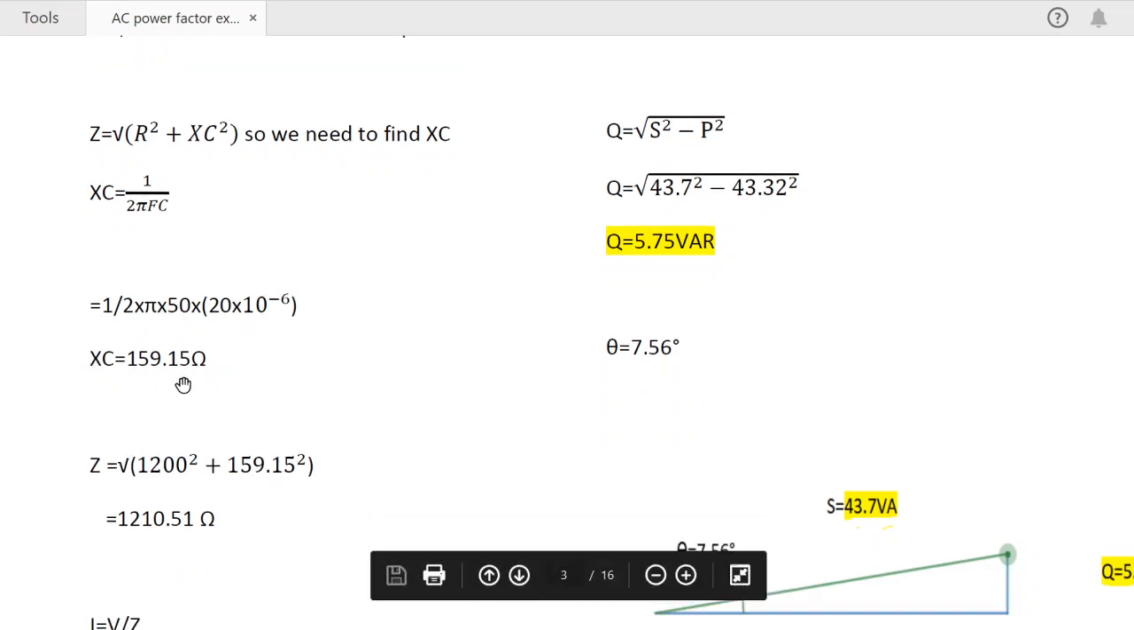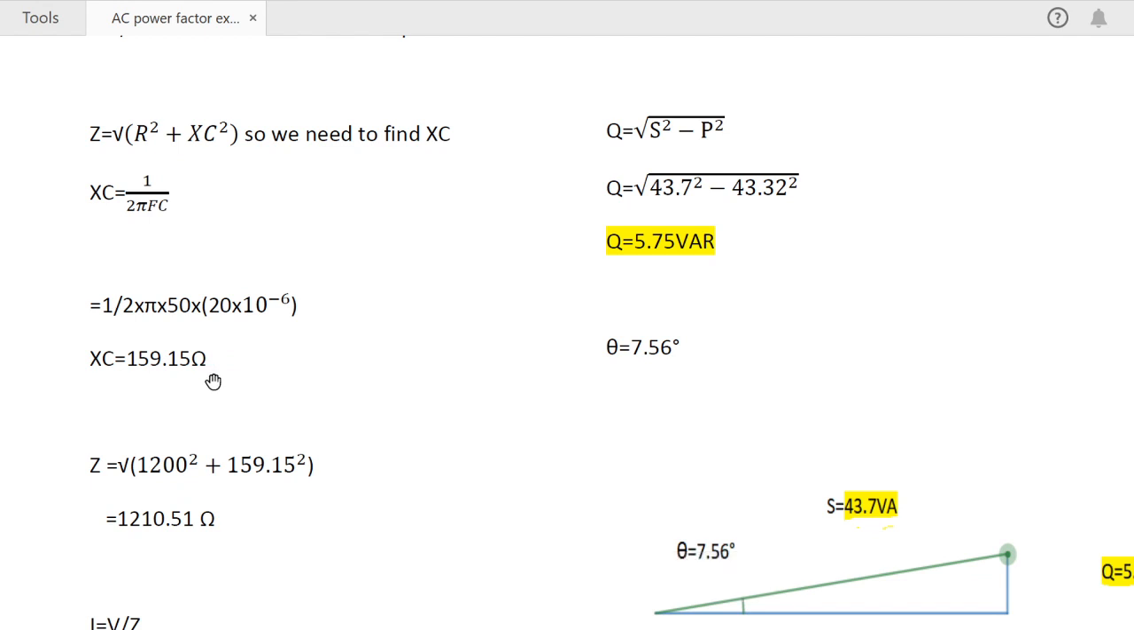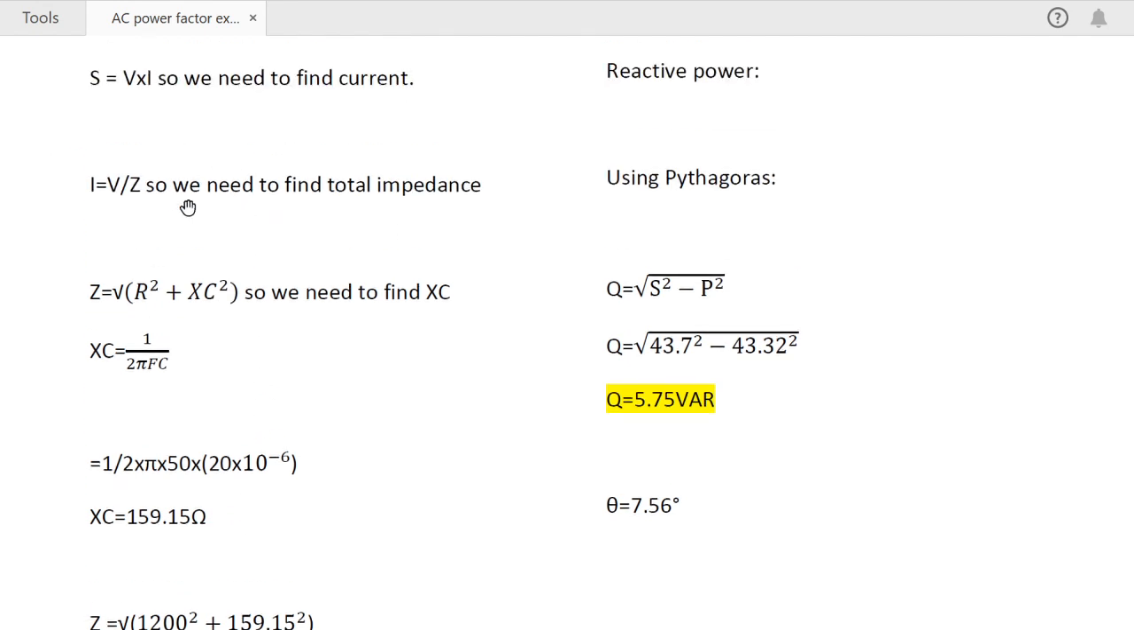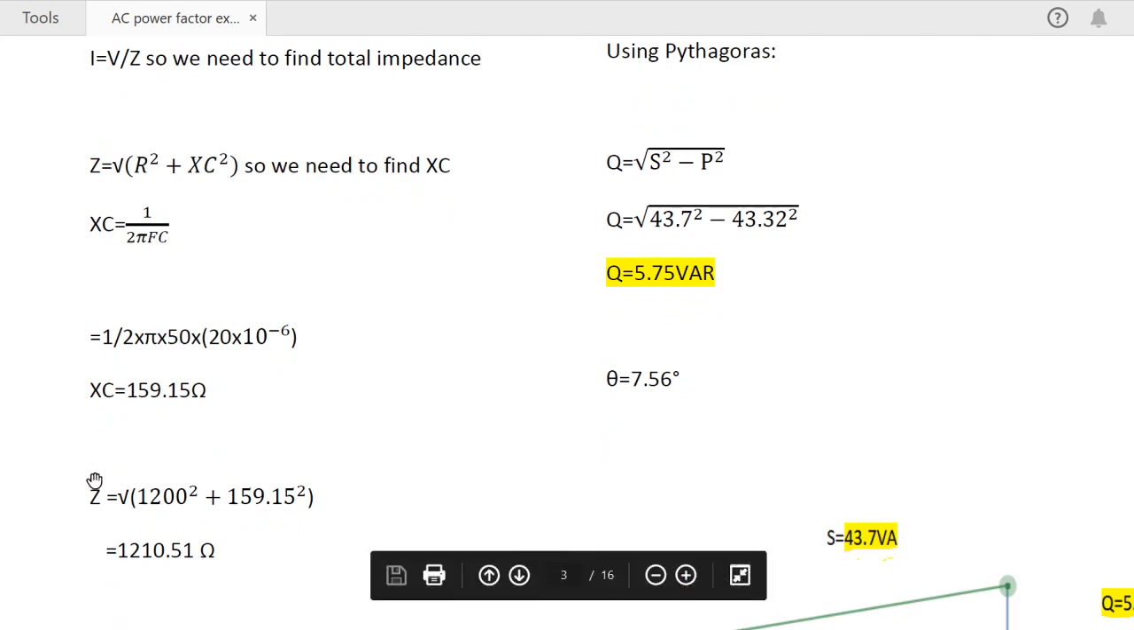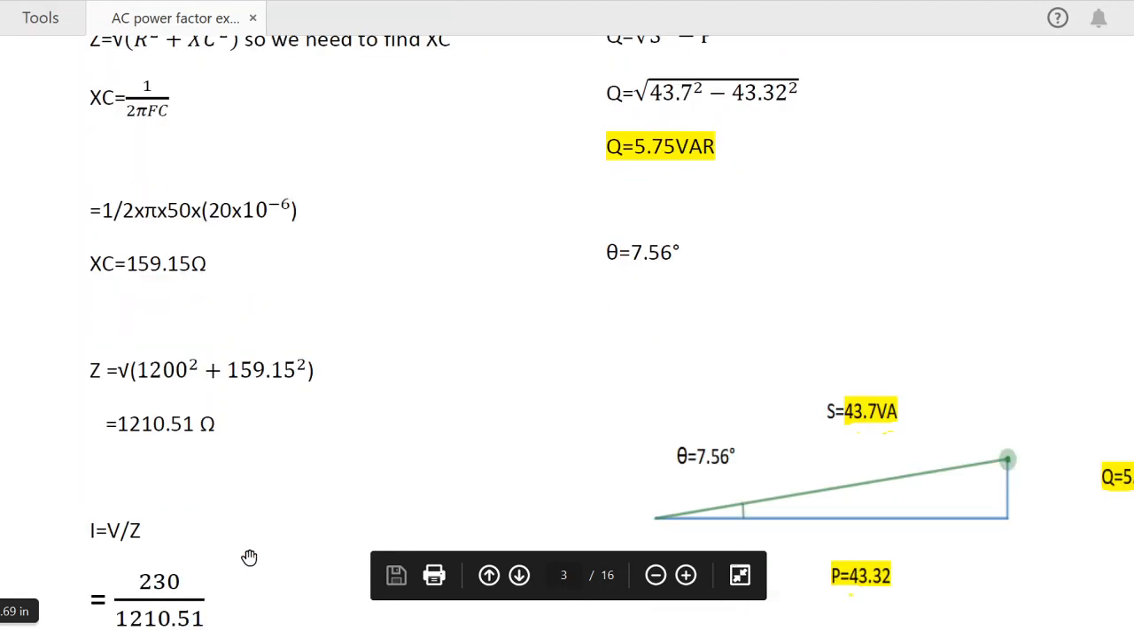Okay, so that gives us an XC of 159.15 ohms. But then, as I said up here at the top, we can now find our total impedance. So our impedance is going to be the square root of R squared plus XC squared, so 1200 squared plus 159.15 squared. This is just normal Pythagoras, right? Three sides of a triangle. Which means that our total impedance is 1210.51 ohms.